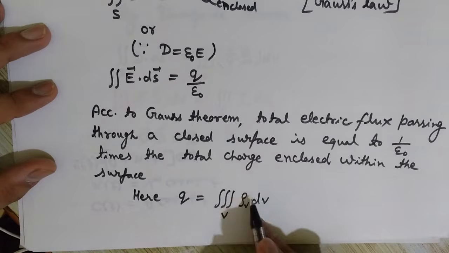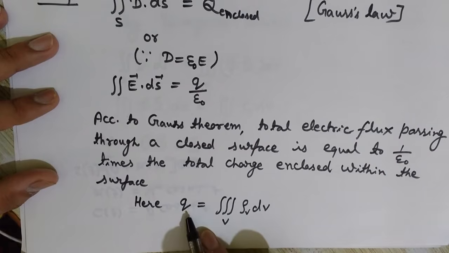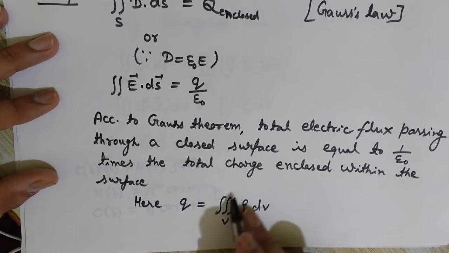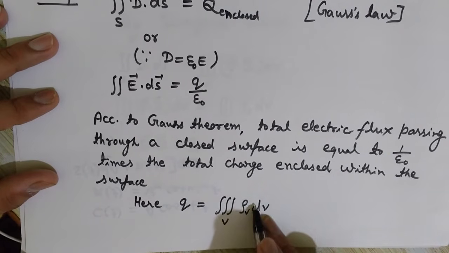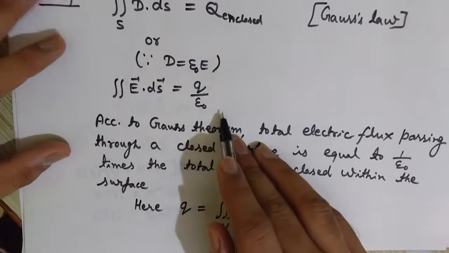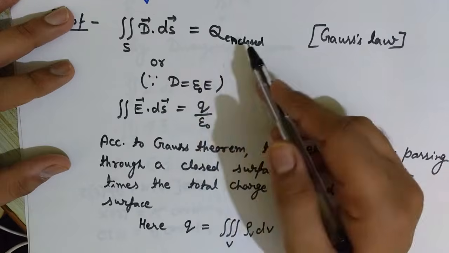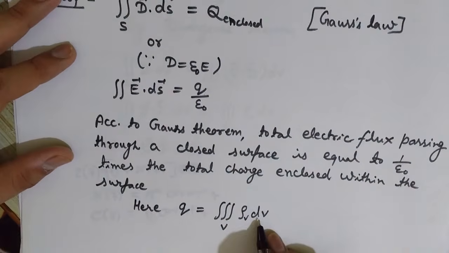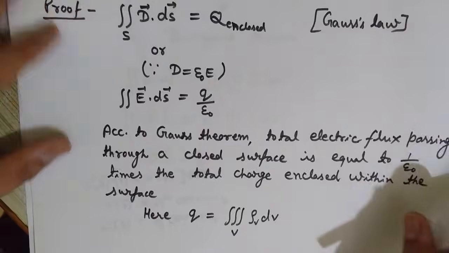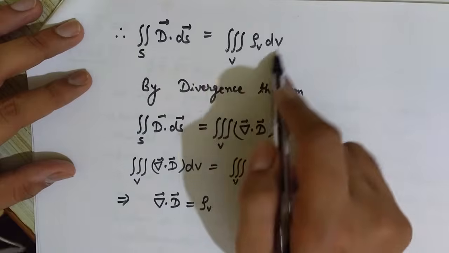Now since rho v is the volume charge density, we can write the charge Q as the volume integral of rho v dv. If we integrate this volume charge density with respect to volume, then I will get the charge Q. So in place of the charge Q enclosed, I can write the volume integral of rho v dv. So let's write it. The surface integral of D dot dS, the flux, equals the charge Q enclosed.